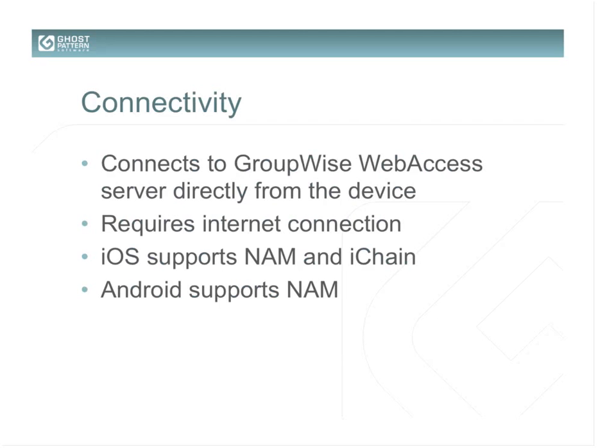How does the app work? It does connect directly to GroupWise Web Access from the device, and so because of that, it requires a live internet connection. So if you don't have a connection to the internet, the app's not going to work. The app supports Novell Access Manager and iChain on iOS, and just Novell Access Manager for Android. So if you have a proxy server in there so that the app is unable to directly access the GroupWise Web Access server, that could be a problem. But we can get around that with Access Manager and iChain.